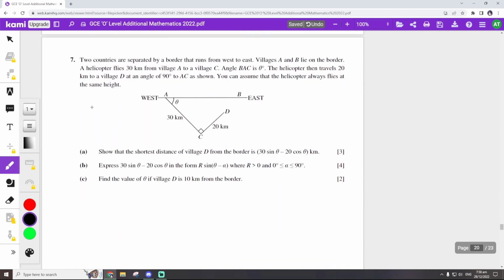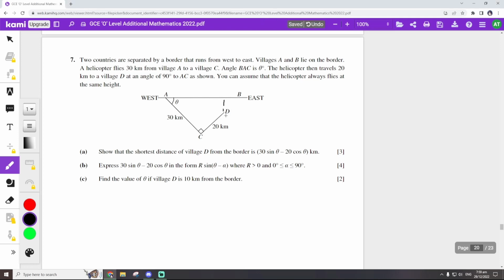Two countries are separated by a border that runs from west to east. A and B lie on this border. So a helicopter flies 30 km from A to C. BAC is theta degrees. The helicopter then travels 20 km to a village D at an angle of 90 degrees to AC. You can assume the helicopter always flies at the same height. The shortest distance from D to the border is 30 sine theta minus 20 cosine theta. So this border is here.